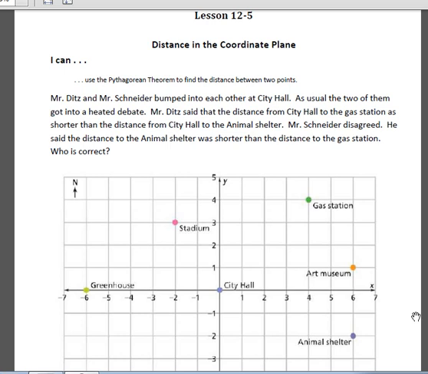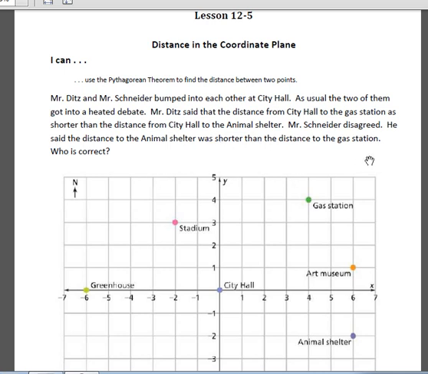These notes begin on page 27 in your notes packet. The lesson is about distance in the coordinate plane. That's a fancy way of saying on a graph. The learning target for this is I can use the Pythagorean theorem to find the distance between 2 points. This is a very practical way of using the Pythagorean theorem.